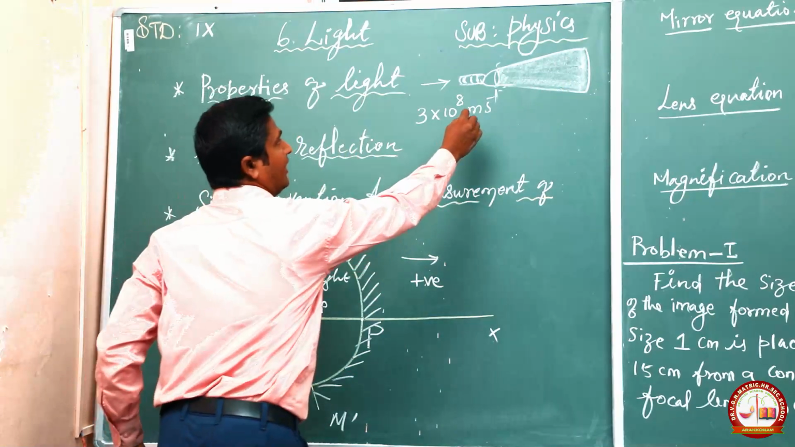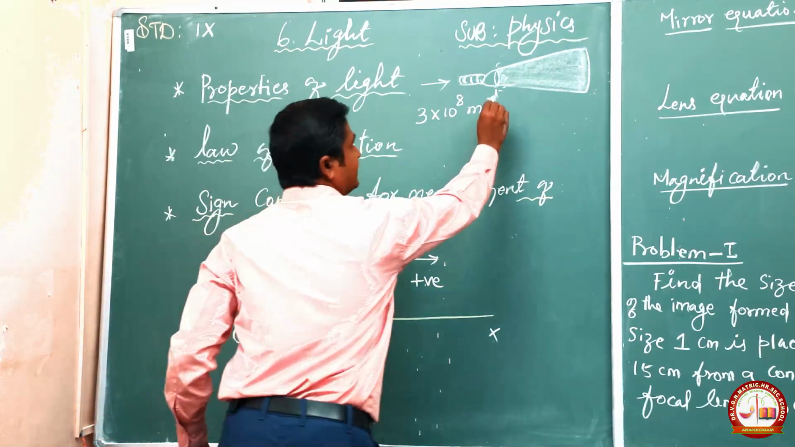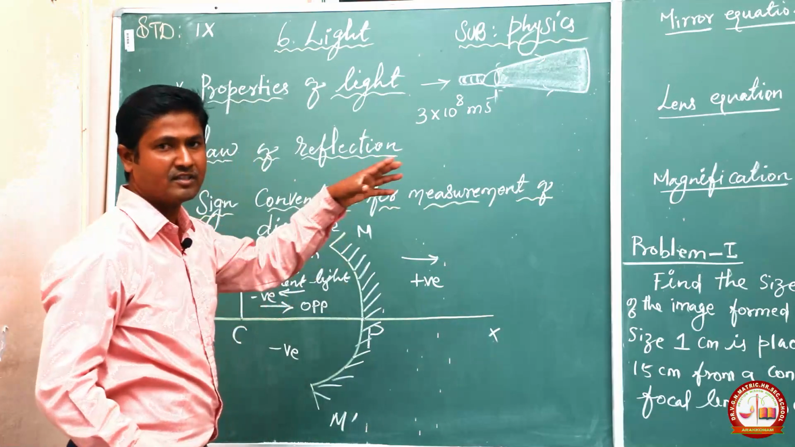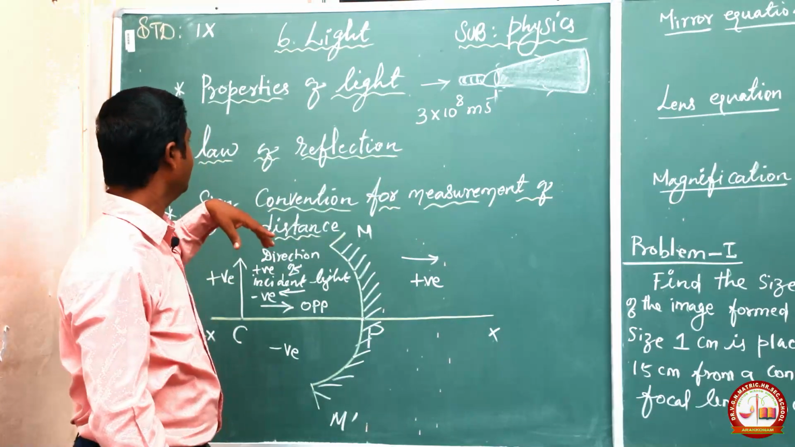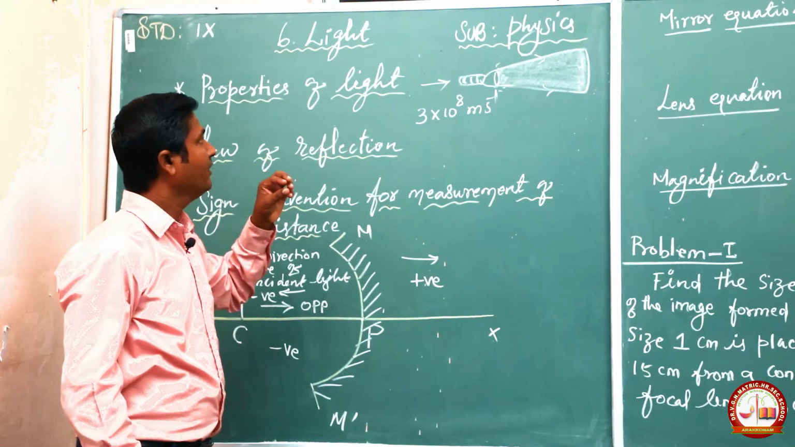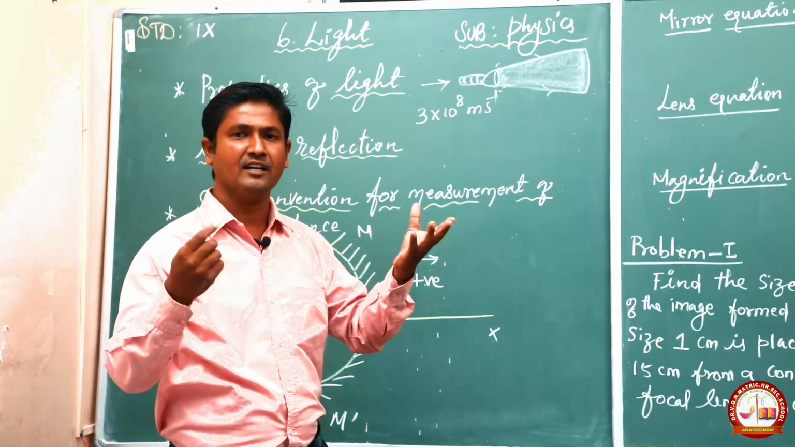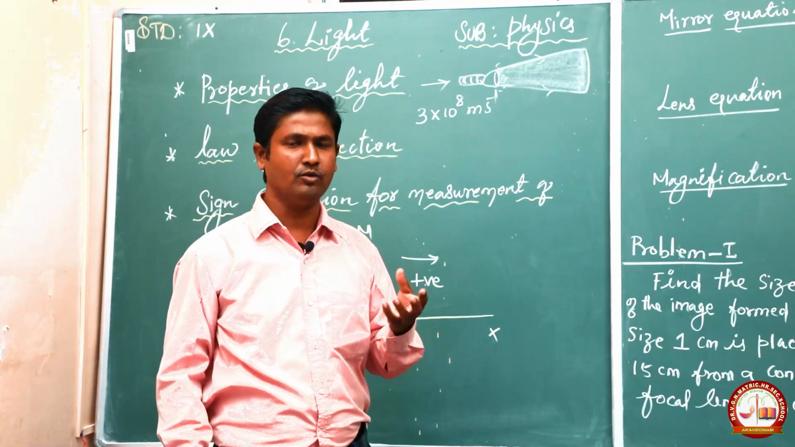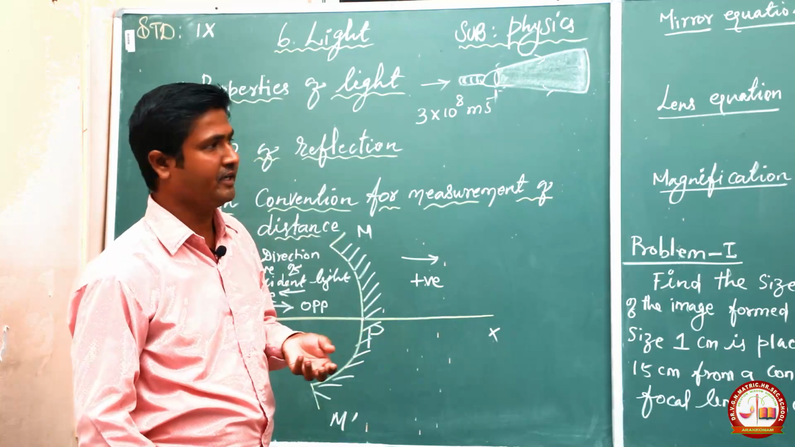Light travels very fast along a straight line, not a curved line. So light propagation does not require a material medium.